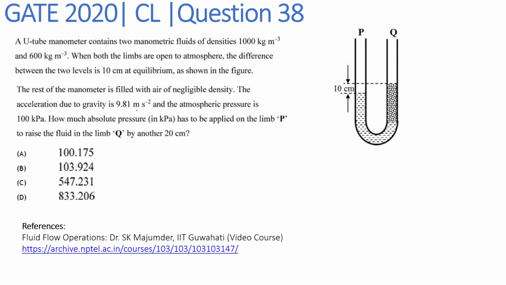The acceleration due to gravity is 9.81 meter per second square, and the atmospheric pressure is 100 kilopascal. How much absolute pressure in kilopascal has to be applied on the limb P to raise the fluid in limb Q by another 20 centimeter? So we will take a look at the video solution for this question.